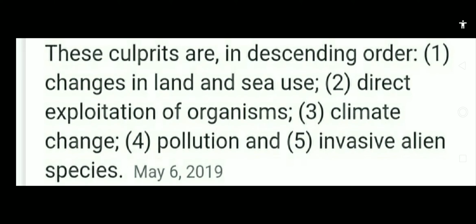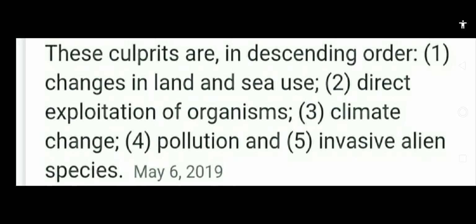Culprit means the main causes, in descending order: change in land and sea use, which is one region; direct exploitation of the organism, second; climate change, it's also one; pollution, it's another; and invasion of alien species. So these are the main culprits which we used to say caused the five episodes of the extinction of species.